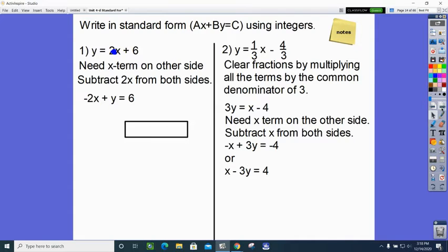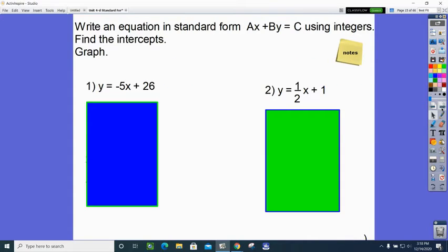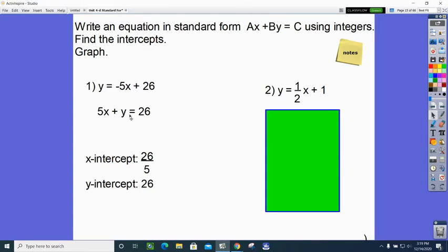We're still learning. Okay, so now what I'd like you to do is pause the video, well, it'll stop for you, and make this one be in standard form with integer coefficients. Okay, so this one's pretty easy. This just needs to go on the other side. So you would just have to add the 5x.